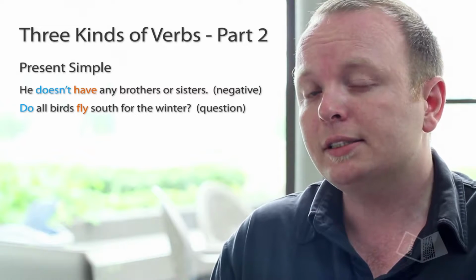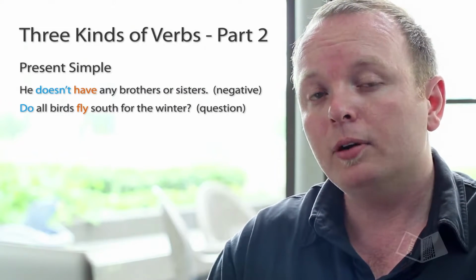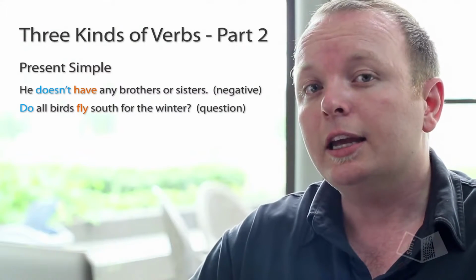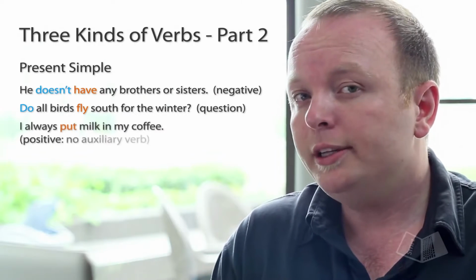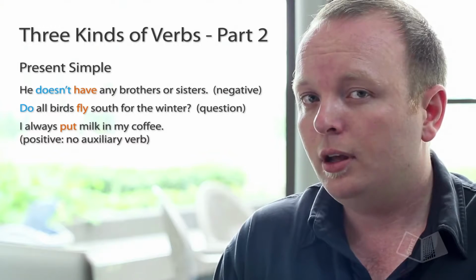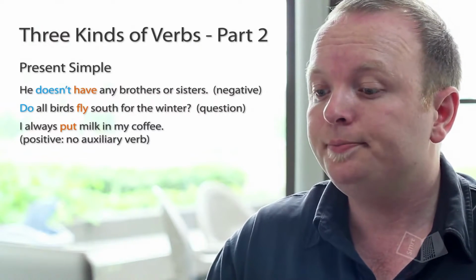Let's look at the present simple, but in the positive form. Remember, we don't use do or does or did in positive sentences. So, I always put milk in my coffee. So this sentence, we don't have do or does.